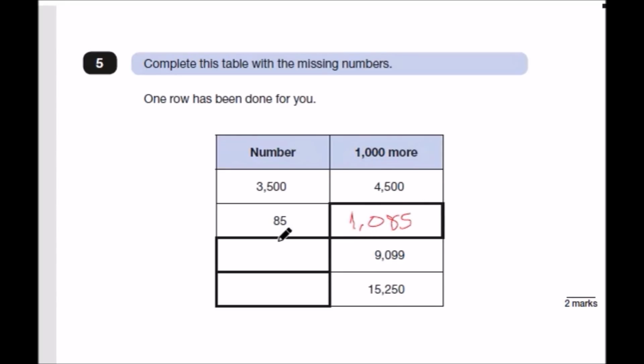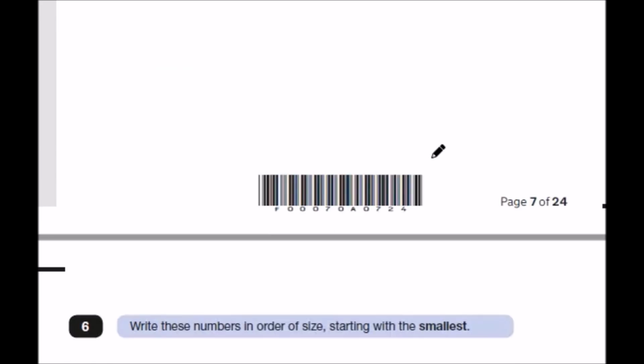Now, if we're going to go back to the number, we need to subtract 1,000. So whatever the number was, we added 1,000 to it. So it should have been 8,099. Same with this one. It was 15,000, so it should have been 14,000, and whatever the numbers were. Good. It's easy, 2 marks.